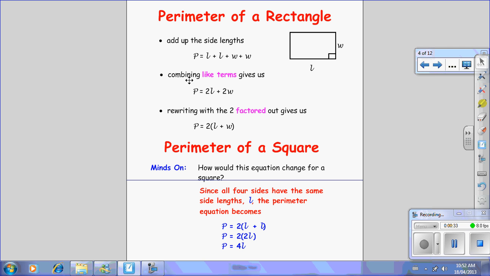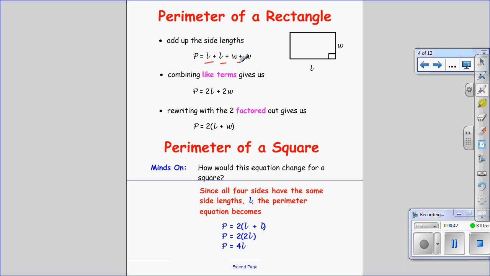Perimeter of a rectangle, it's very straightforward. You're going to add up the side lengths. So if you look, we have a length, a width, a length, and a width. So we can write length plus length, width plus width. Or if we combine like terms like we did in class yesterday, that gives us 2 lengths and 2 widths.